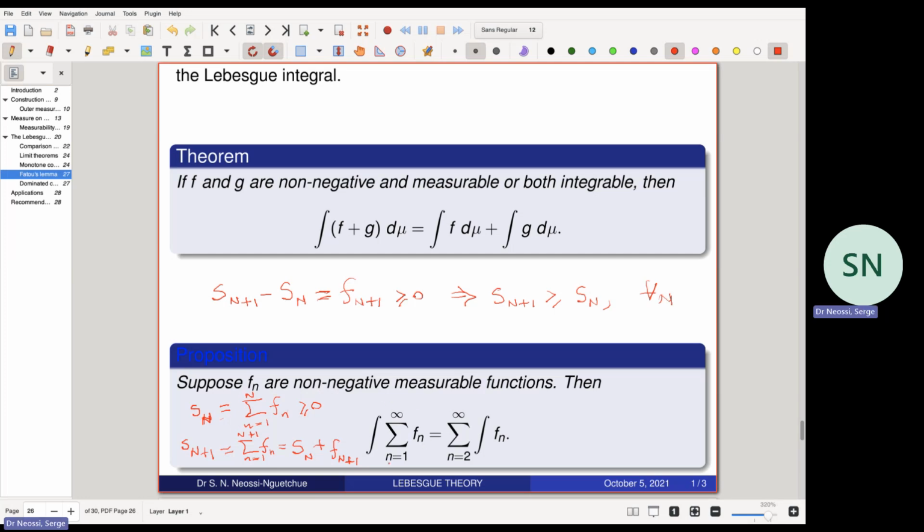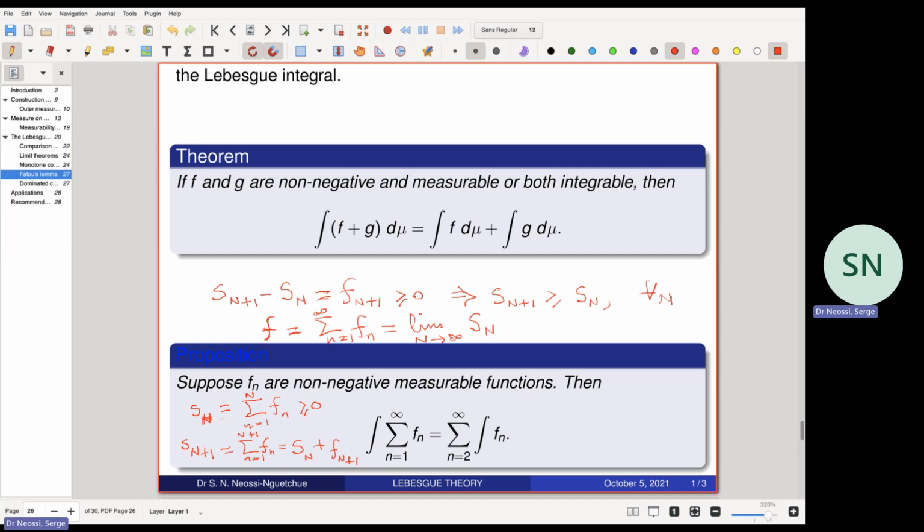Because the sequence is increasing, now if I take the limit, we assume, of course, that if you write that, it means that this sequence converges. So if we denote by S the sum of the f sub n, this sum is actually the limit when capital N goes to infinity of S sub n. So that is exactly what you have. If you take the limit of S sub n when n goes to infinity, it gives us this function f.